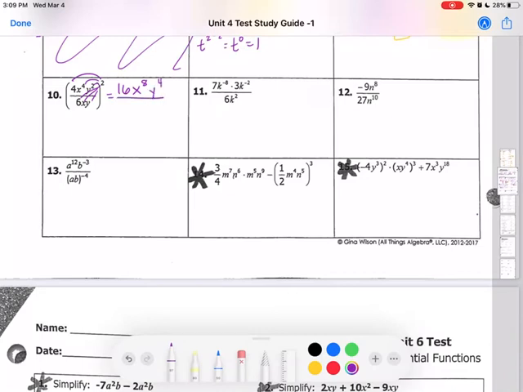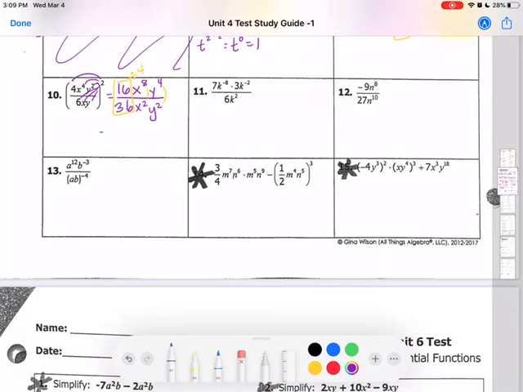On the bottom, I get 6 squared, which is 36. X to the 1 times 2, which is x squared. And y to the 1 times 2, which is y squared. Now I'm going to simplify here. I can divide or find a common factor with my coefficients. 16 and 36 are both divisible by 4, and then I'll subtract my exponents.